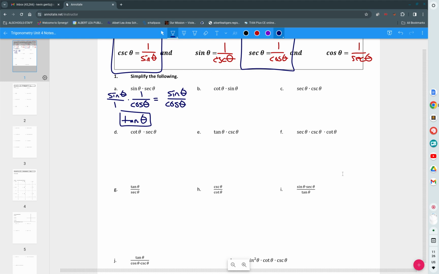All right, the next one. Instead of cotangent, what am I going to write? Cosine over sine, times sine over 1. What happens when I multiply those two together? The sines cancel, don't they? And you're left with cosine on top and 1 in the bottom, which is just cosine.